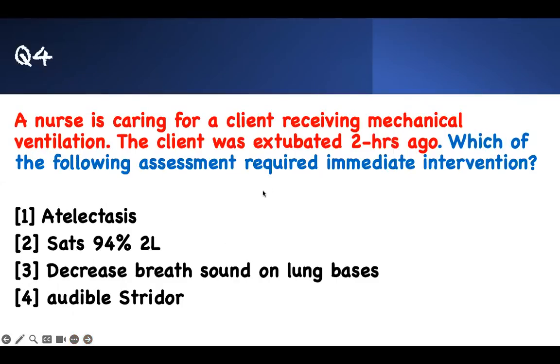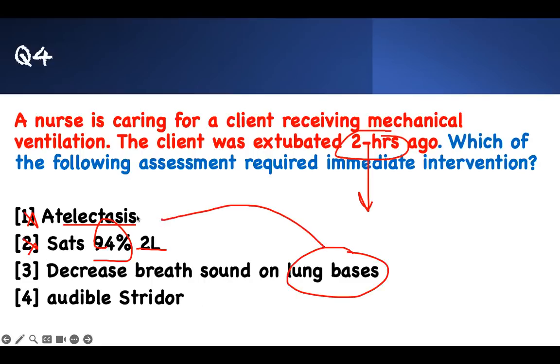Which of the following assessments requires immediate intervention? A nurse is caring for a client receiving mechanical ventilation. The client was extubated 2 hours ago. Which one? Extubation, I don't want to intubate you anymore. So I'm looking for bad airway collapse. Atelectasis is not airway collapse. Saturation, when you start taking breaths, you get better because you just extubated. Decreased breath sounds on a lung base is the same as atelectasis.